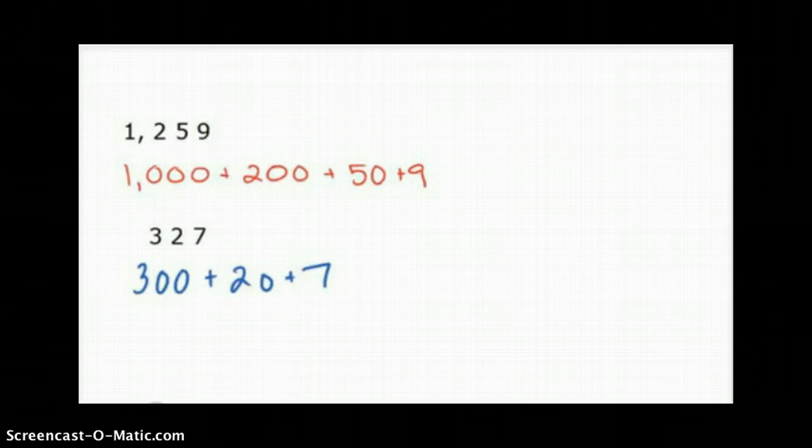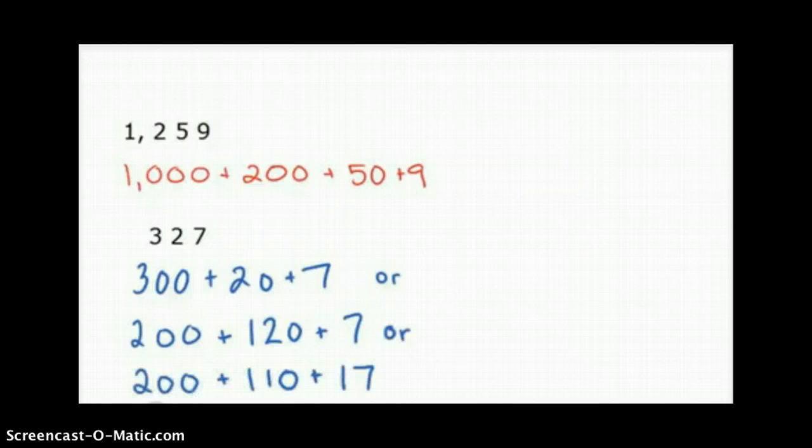You know that any number can be written in expanded notation to show the value of each digit. For example, 1,259 can be expressed as 1,000 plus 200 plus 50 plus 9. You also know that numbers can be decomposed in different ways. For example, 327 can be expressed as 3 hundreds, 2 tens, and 7 ones, or 2 hundreds, 12 tens, and 7 ones, or 2 hundreds, 11 tens, and 17 ones, or 300, 1 ten, and 17 ones. The possibilities are endless, but being able to imagine them can help us add and multiply more quickly and in our heads.